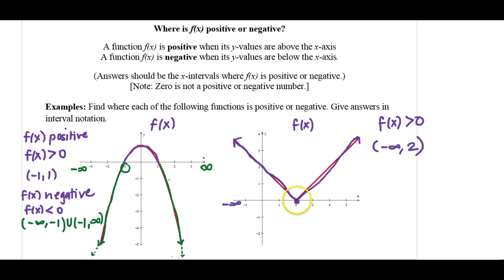So right here at 2, there is an x-intercept. This is where my function equals 0. And remember, 0 is not positive or negative.